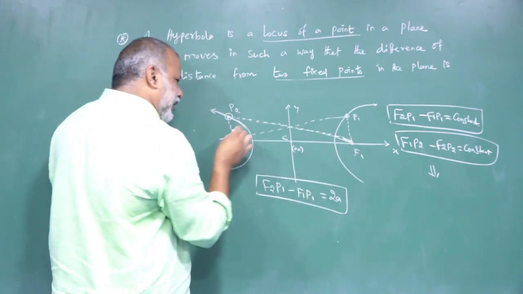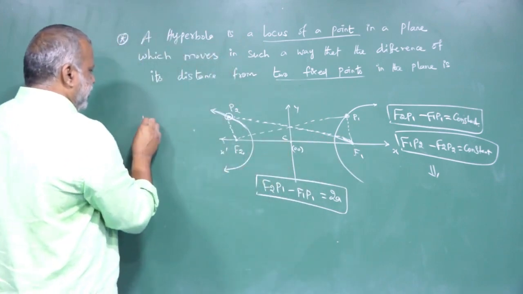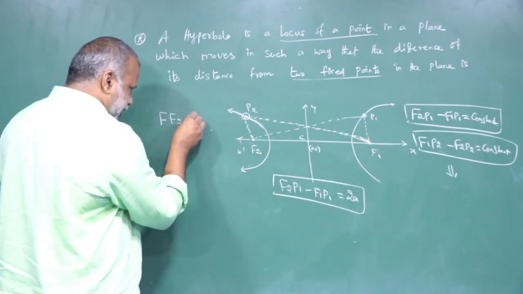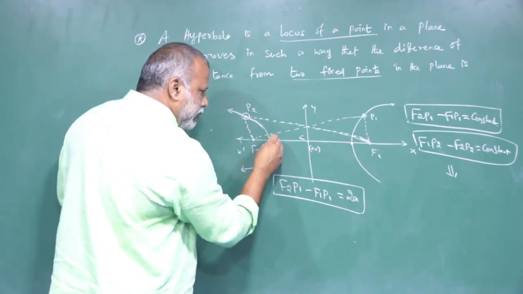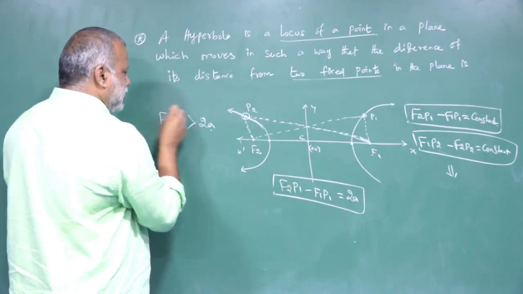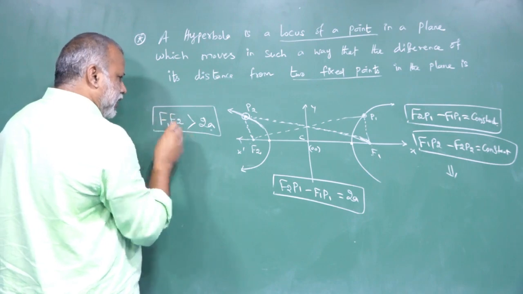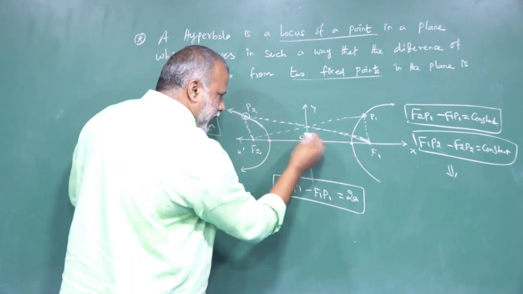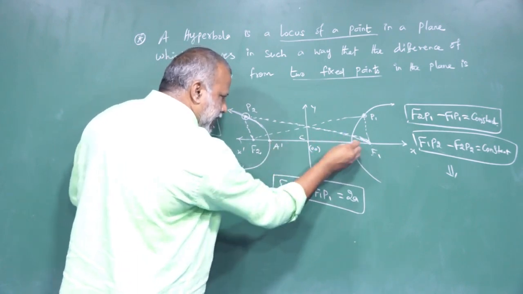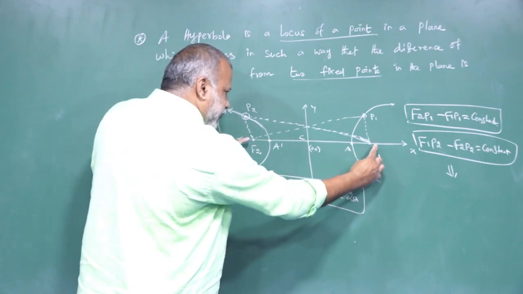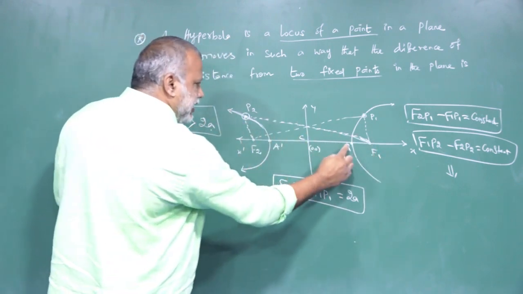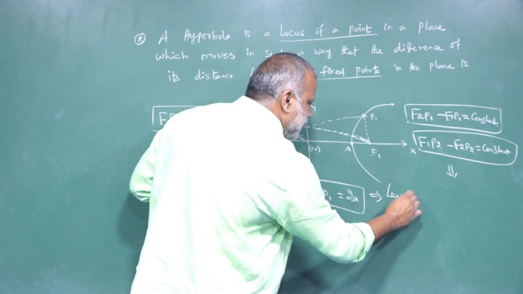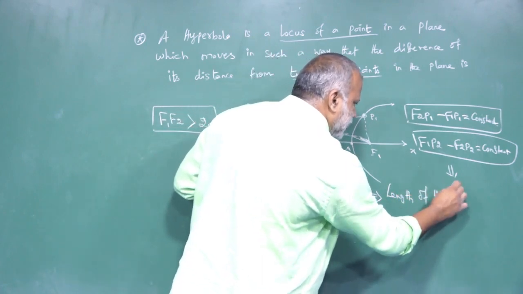Now listen, F1, F2 have some distance. This distance must be greater than the distance 2a. This is the logic. A dash means 2a. By the concept, this distance F1 F2 is greater than this one. This is 2a. 2a is the length of the transverse axis.